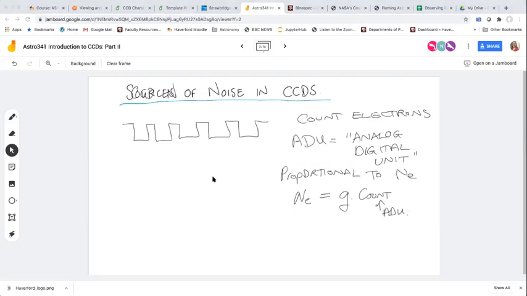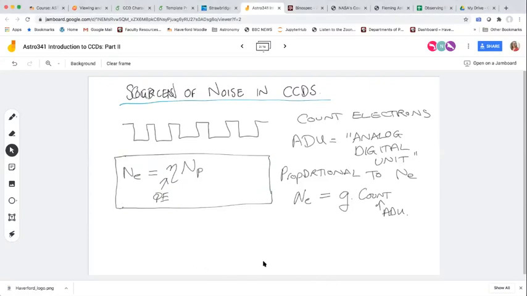Okay, so there are complications. In an ideal setup, the count that comes off the CCD is just directly proportional to the number of photons that are incident, right? Because the number of electrons is equal to the quantum efficiency times the number of photons. So in an ideal world, the count that we measure is just proportional to the number of photons and you're done. But we don't live in an ideal world. There are sources of noise.